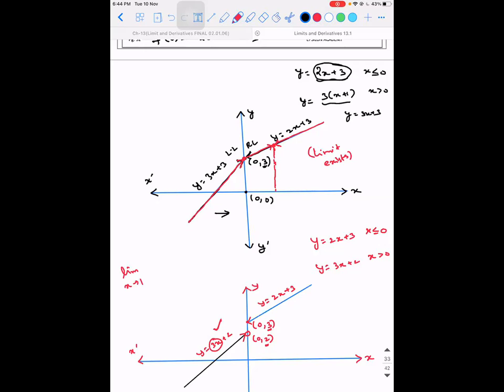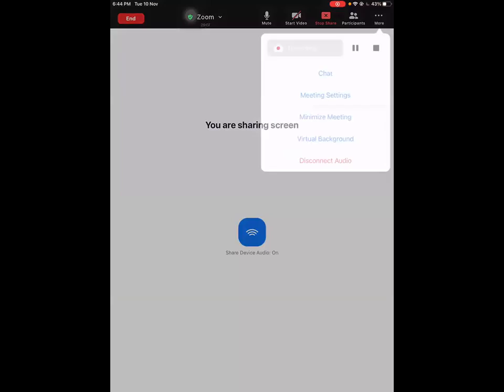Which function should I take into consideration? Look at the graph, you'll get the answer. 2x plus 3. So I will directly write f of x. I'm not writing 1 minus and 1 plus. So what will the answer be? 5, sir. That is the meaning. That's it. So that's the value of the limit as x tends to 1 of f of x.